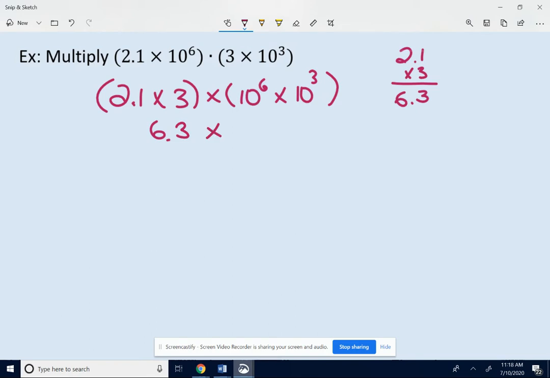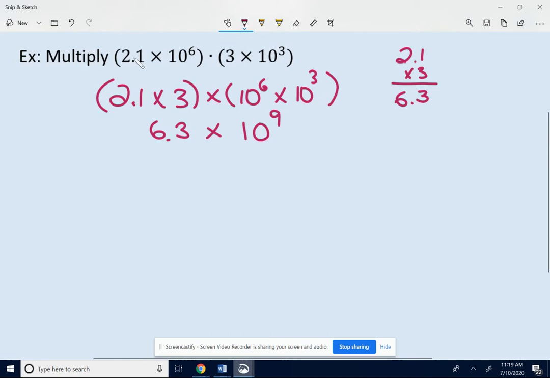And we have 10 to the 6th times 10 to the 3rd. Okay, you know that when you multiply powers with the same base, you keep the base and add. So we're going to take 6 plus 3, which is 9. Okay, we're done. We do need to make sure that 6.3 is a number between 1 and 10, and it is. So we kind of lucked out that we don't have to do any more fiddling around with this to make it exactly in scientific notation.